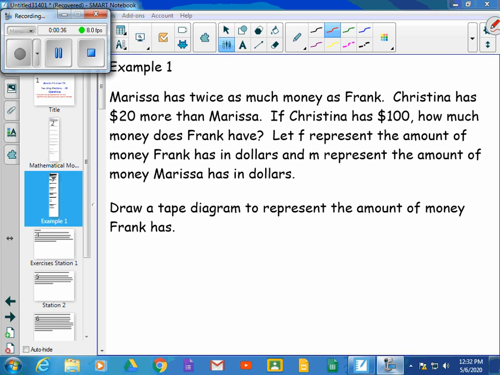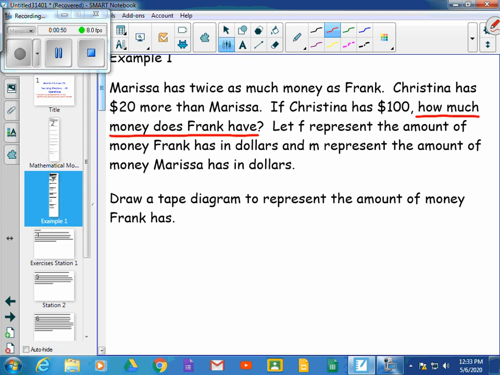Now, one of the problems that kids have when they work these problems out is, where do they start? So what I would do is look at what question is being asked. It says, how much money does Frank have? That's what we're trying to answer. I would start there. Let F represent the amount of money that Frank has, so I'm going to draw one tape with an F in it for Frank's money. That's what we're going to be solving by the end of this.